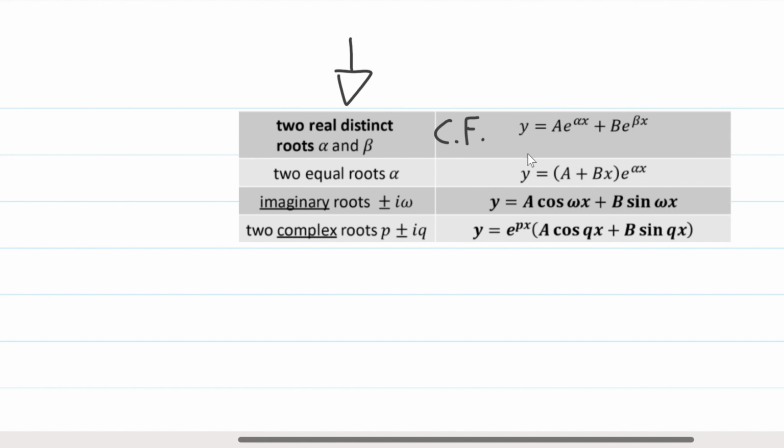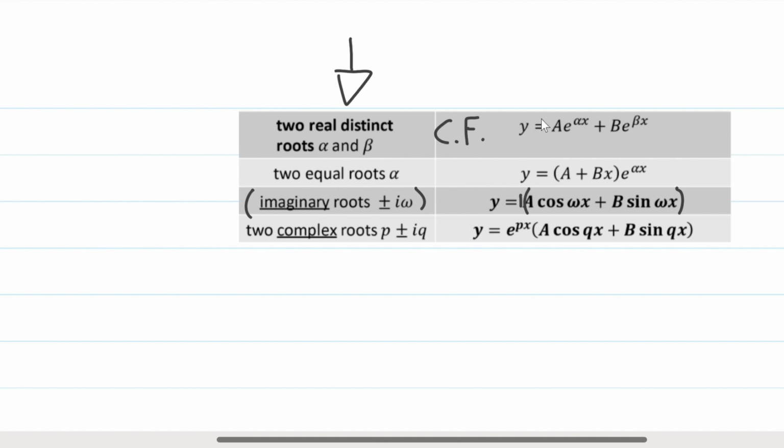If we had 2 equal roots, which we do have here because we just have m equal to minus 3, we would have it in this format here. An imaginary root, we'd have it in this format, and 2 complex roots, we'd have it in this format. Note that the imaginary roots one is similar to the complex roots one. It's just that the p here would just be a 0, so it's e to the power of 0, hence it's just 1 times all of this.